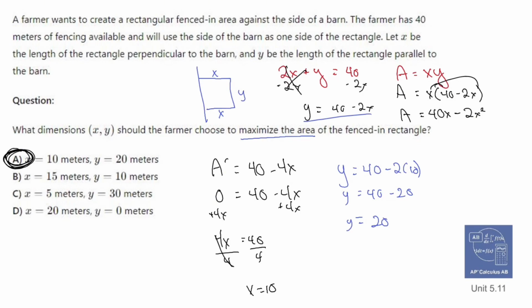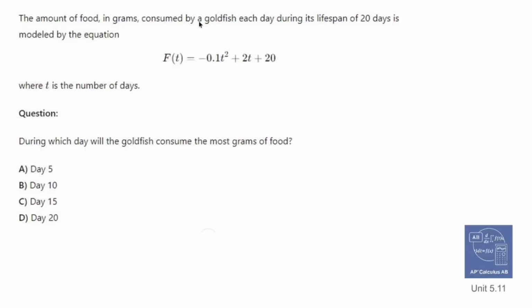Fun stuff. The amount of food in grams consumed by a goldfish each day during its lifespan of 20 days is modeled by the equation f of t equals negative 0.1t squared plus 2t plus 20, where t is the number of days. During which day will the goldfish consume the most grams of food? So we need to maximize this. Well, in order to maximize something, we need to first take the derivative. So I'm going to take the derivative, and that's going to be drop down that 2, negative 0.2t plus 2 plus nothing.